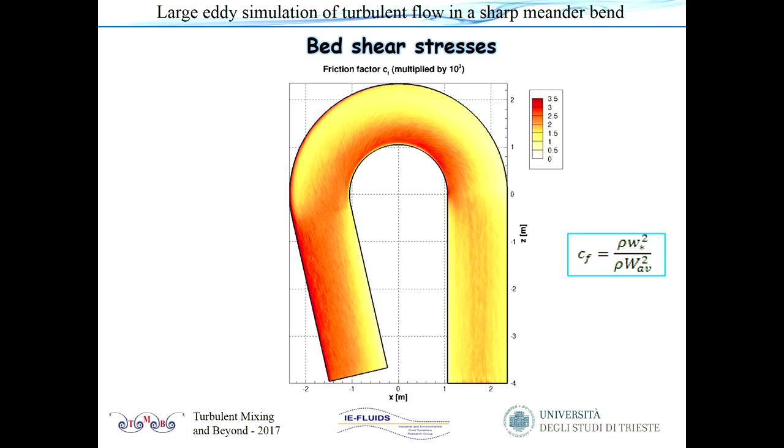So in the figure, the spatial distribution of the friction factor is shown. We observe that the highest values of friction are found near the inner bank, since in this region the velocity is the highest because of the strongly favoring pressure gradient due to the curvature discontinuity. And proceeding downstream, the friction becomes moderately equally distributed.